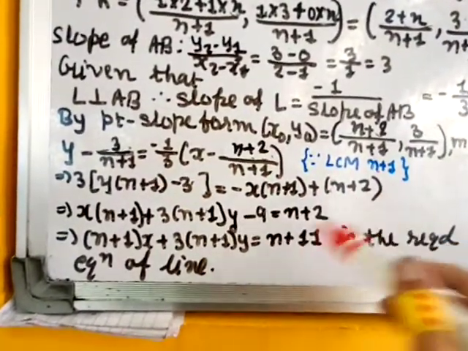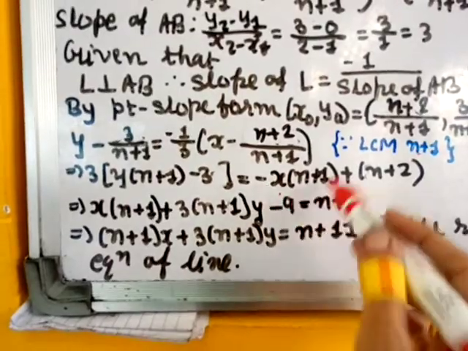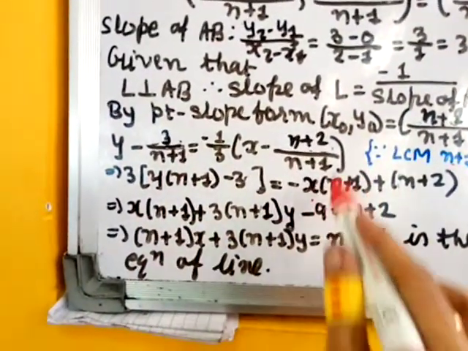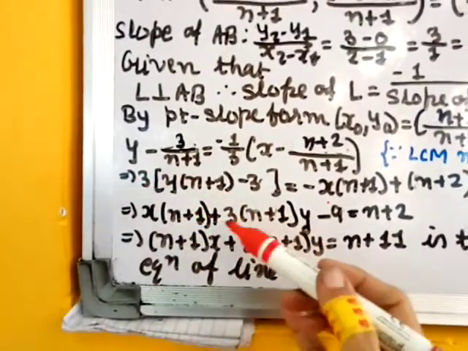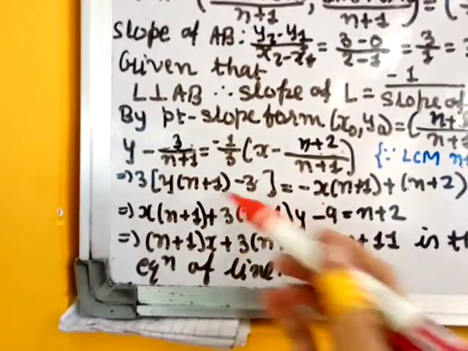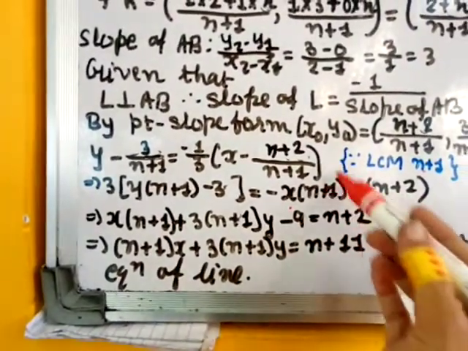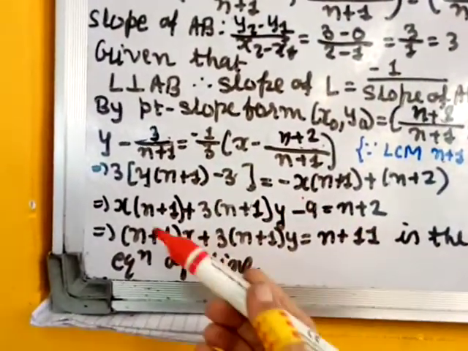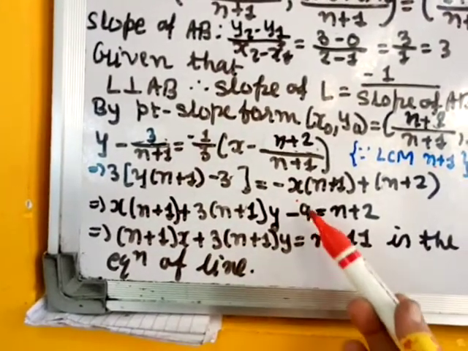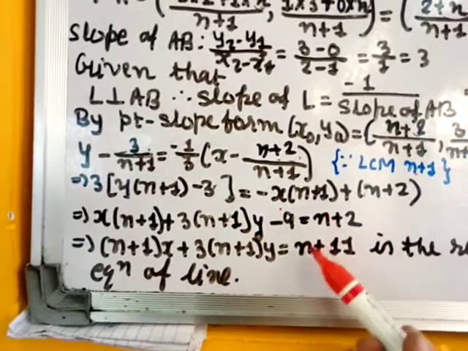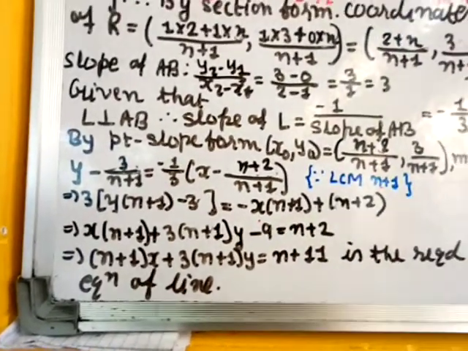Now, as I said, this x term should be positive, it is negative, so transfer it over here, so it becomes positive: x into n plus 1. These 3 I am multiplying here, so 3 into n plus 1 into y, minus 3 into 3 is 9, equal to n plus 2 on this side, because this already has been transferred here. So what you get here: n plus 1 into x plus 3 into n plus 1 into y equal to minus 9, transfer over here, so n as it is, 2 plus 9 will give you 11, and this is the required equation of the line.